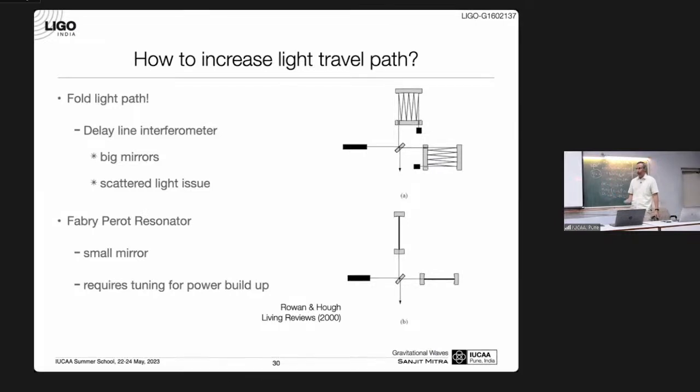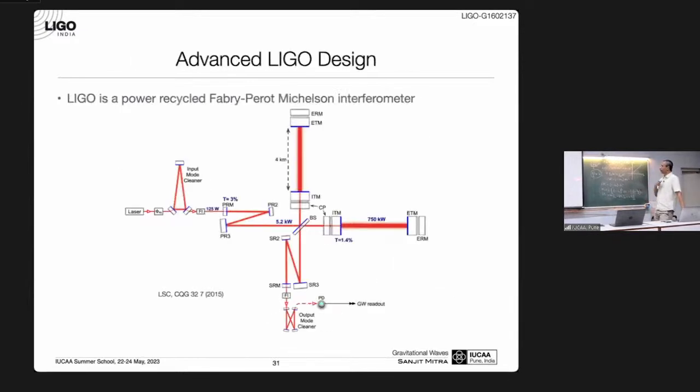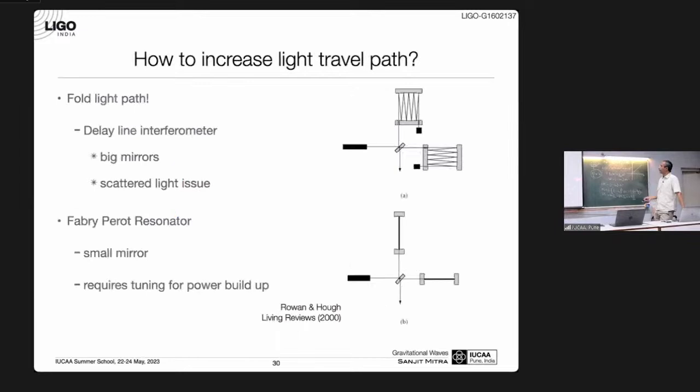The exact formula is something like 2 times finesse by pi, where finesse is related to how many times the light is going to go through and so on. But effectively, you come to this sort of range. Now, this is one part of it.